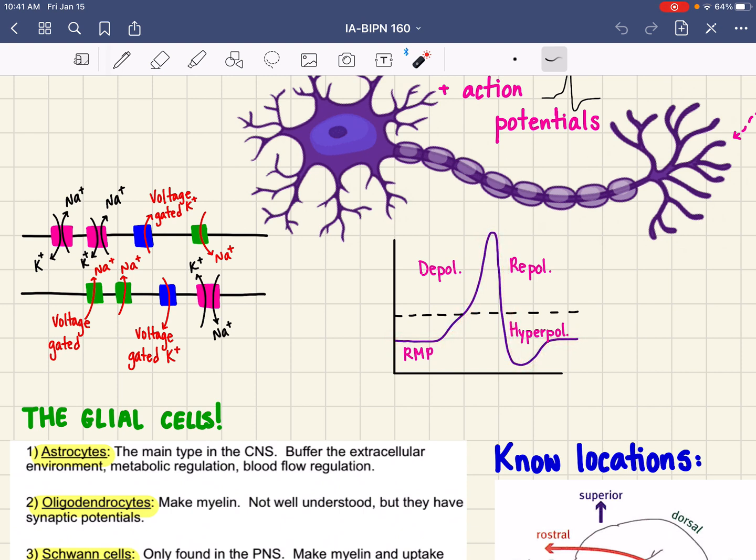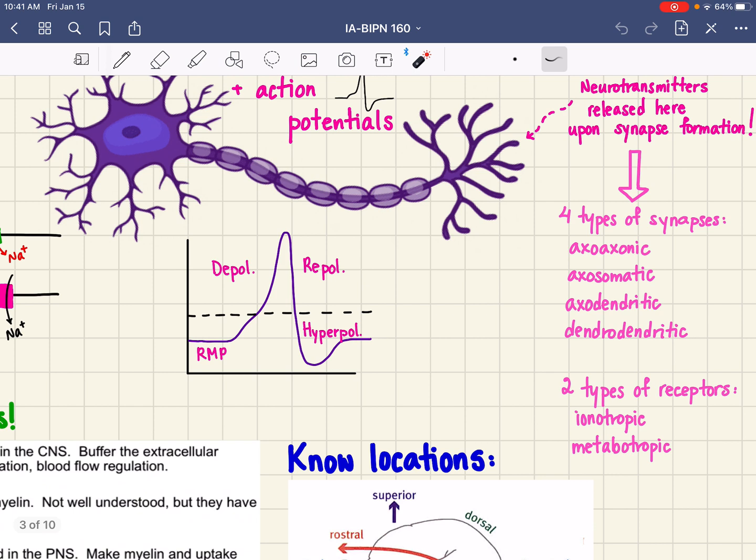Okay? You don't need to know any of these details. I believe Dr. Root said that he posted a graph of explanations of what happens in depolarization, repolarization, and hyperpolarization, but I just went through it to give you a better understanding of what exactly an action potential is and what is happening in the cell membrane of the axon.